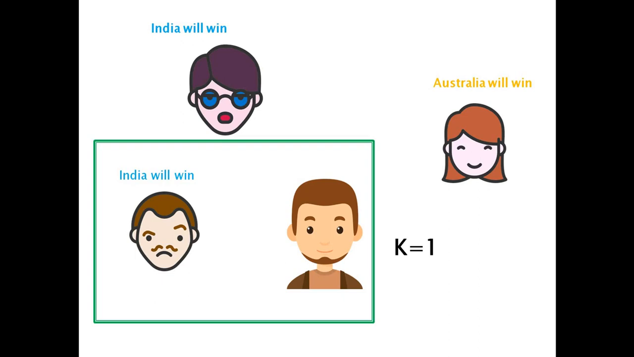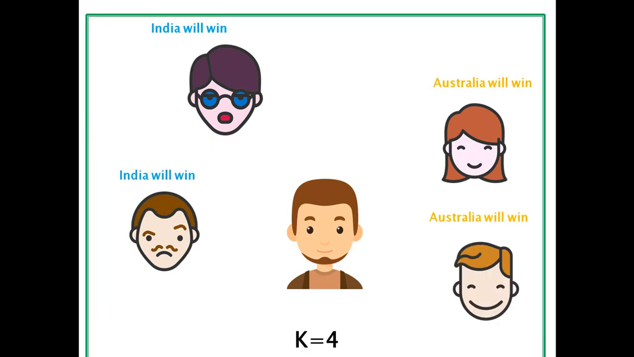Next, we have something called the overfitting problem. The next scenario is pretty simple: I will take k equal to 4. What does k equal to 4 mean? It means we are taking into consideration our 4 neighbors. In these 4 neighbors, I have added an extra person now. 2 people are telling that India will win and 2 people are telling that Australia will win. So what is the problem that we face right now? There is a tie.